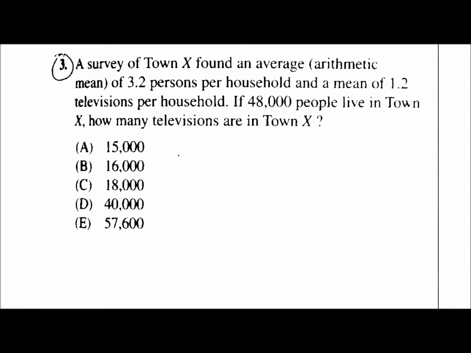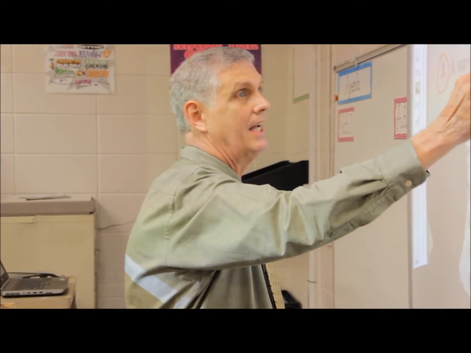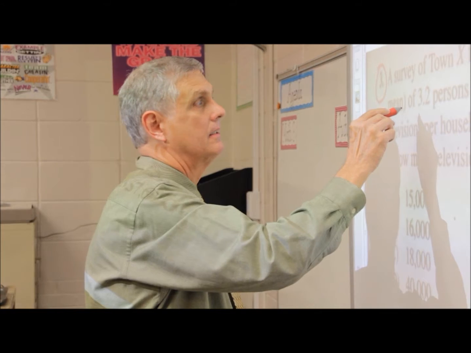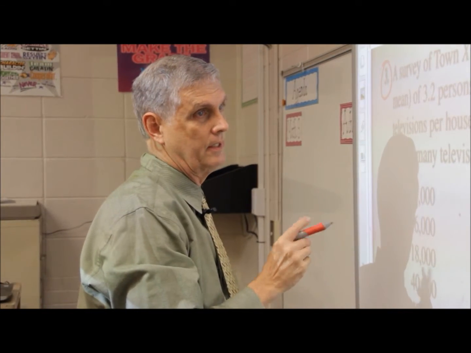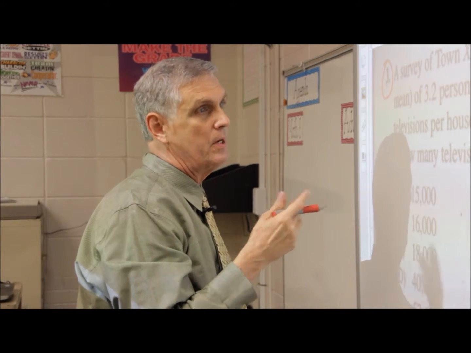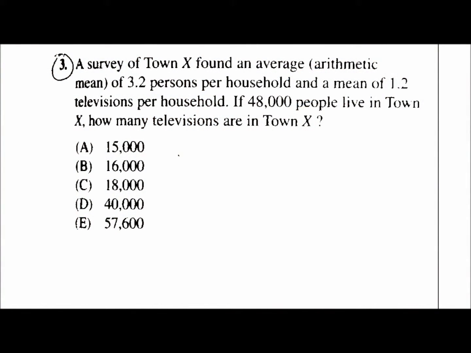So how do we find out how many households we have? Well, we know the average is 3.2 persons per household. So if there's 3.2 persons and there's a total of 48,000, we're going to divide 48,000 by 3.2 in order to find out how many households we have.